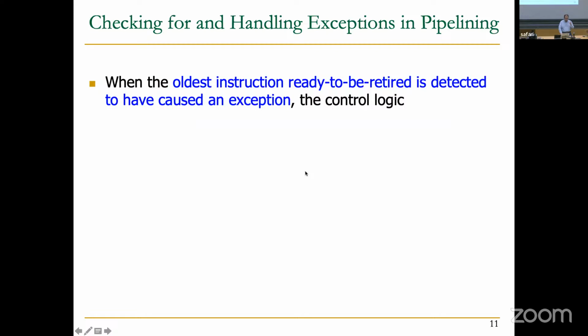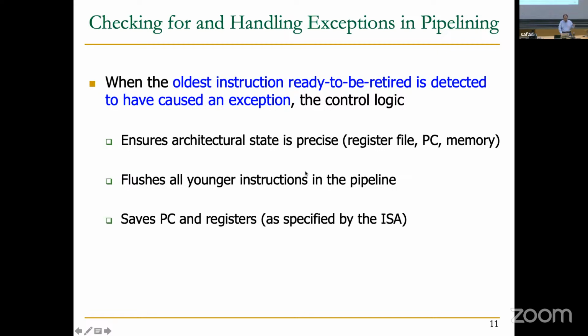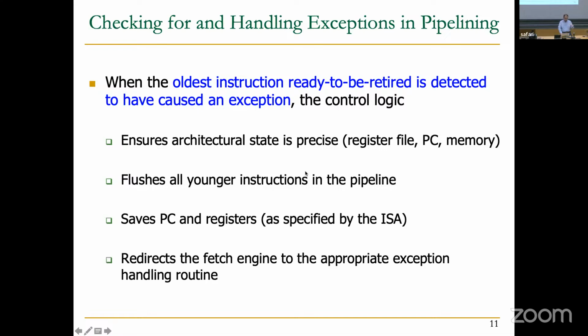Okay, so basically, to check for and handle exceptions in the pipeline, when the oldest instruction ready to be retired is detected to have caused an exception, the control logic needs to ensure that the architectural state is precise: the register file, PC, and memory. We need to flush all younger instructions in the pipeline. Whatever is in the pipeline and not close to retiring, we just flush. We need to save the program counter and registers as specified by the ISA, and then redirect the fetch engine to the appropriate exception handling routine, or let's say interrupt handler.